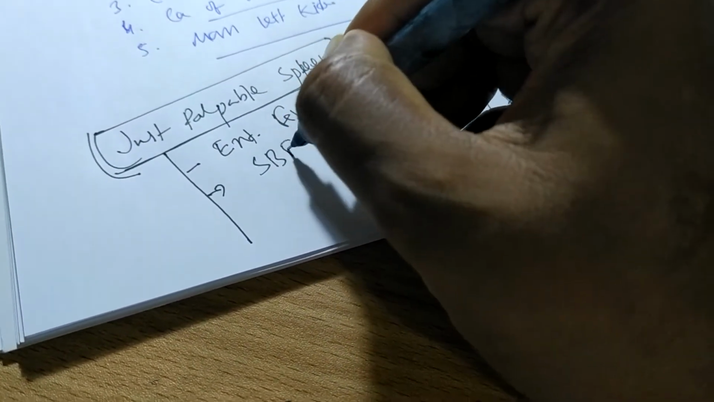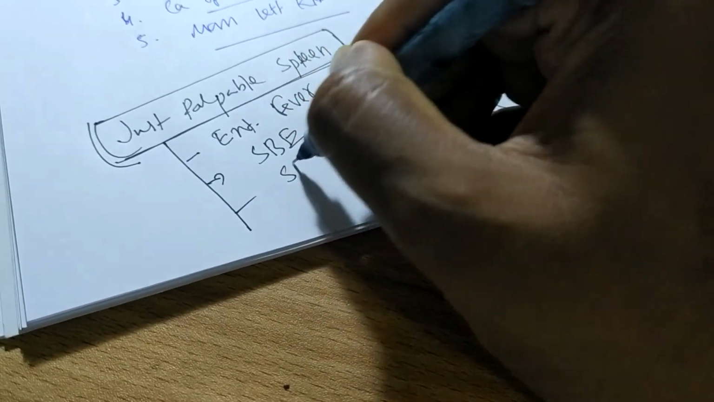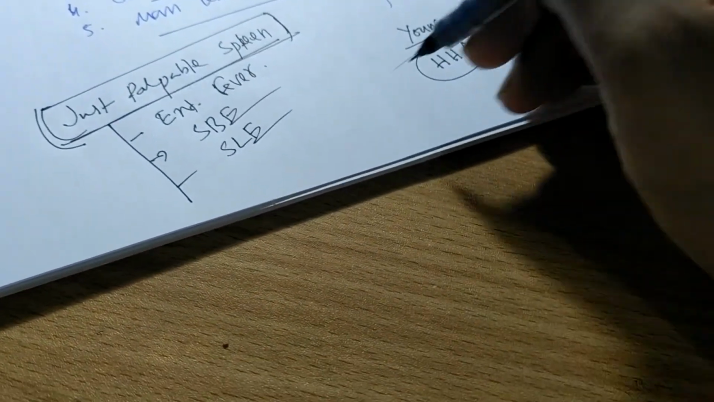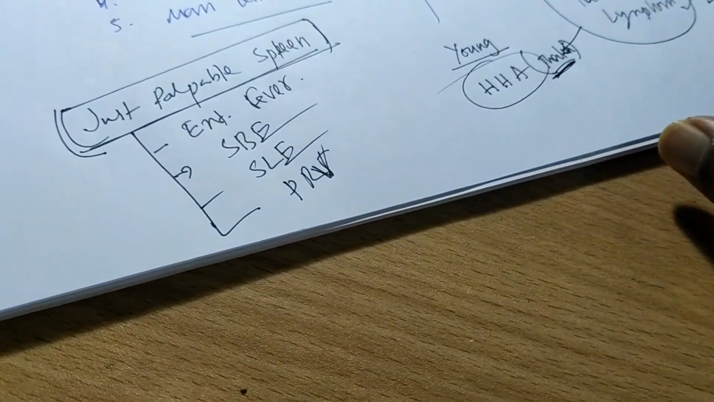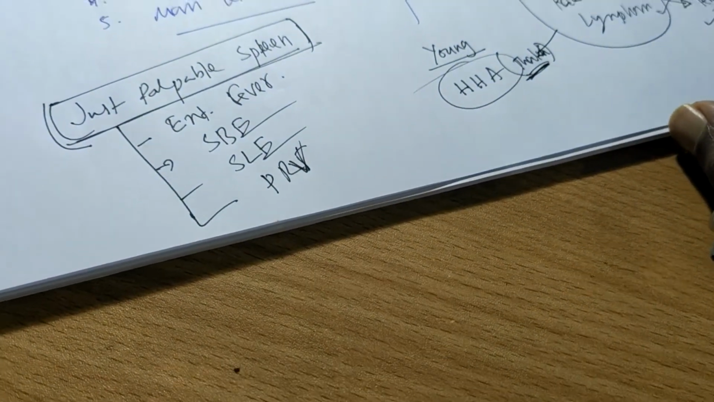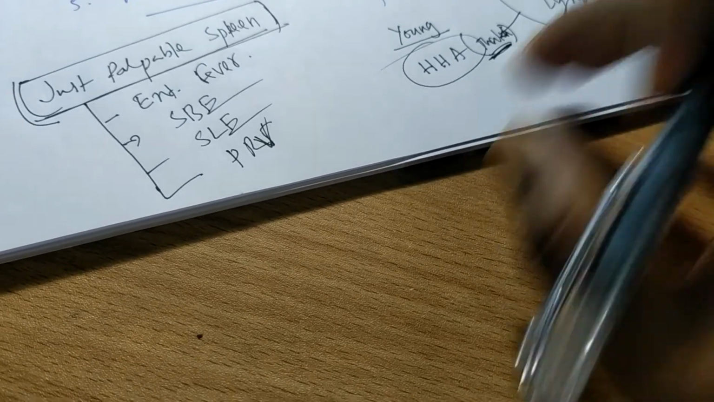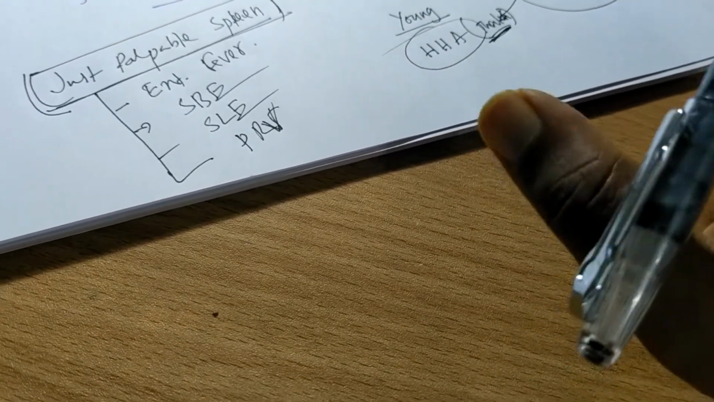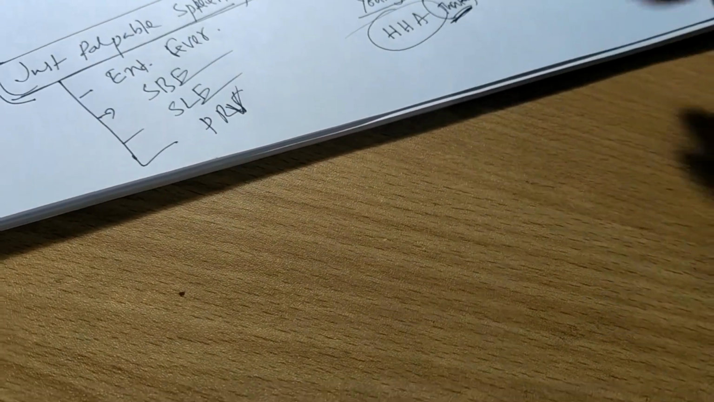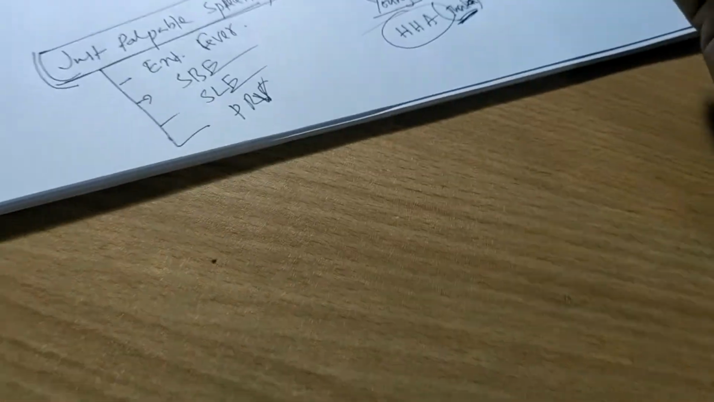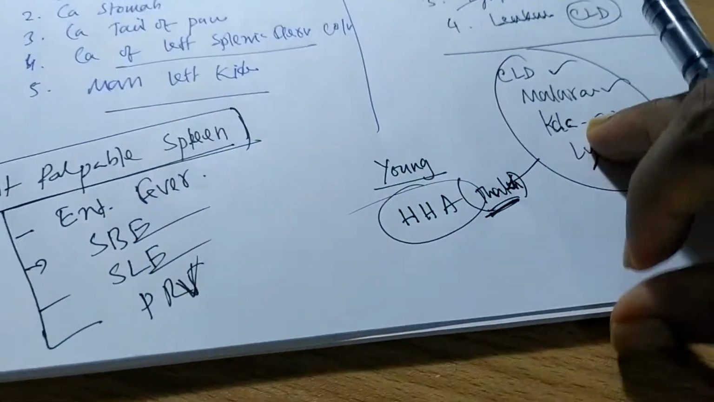Number 2, subacute bacterial endocarditis. Number 3, SLE. And very rarely, polycythemia rubra vera. So these are the causes of just palpable spleen: enteric fever, then subacute bacterial endocarditis, then SLE, polycythemia rubra vera. Okay, so these are the causes.